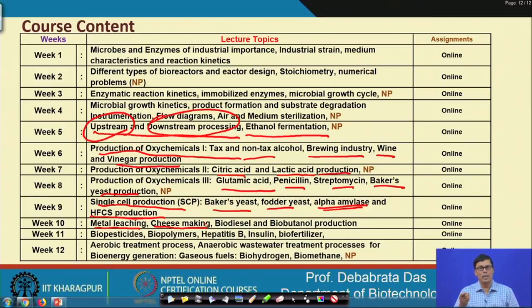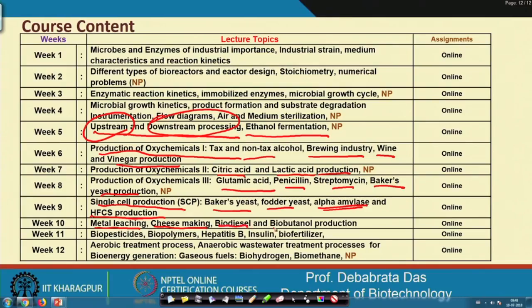Then the cheese making industry. Cheese is a process through which we can preserve milk protein and fat for a longer period of time. That has a lot of importance because we cannot preserve milk as such for a longer period. Then biodiesel and bioethanol production. Nowadays we are using fossil fuel to meet our energy demand, but fossil fuel has a limited reserve.